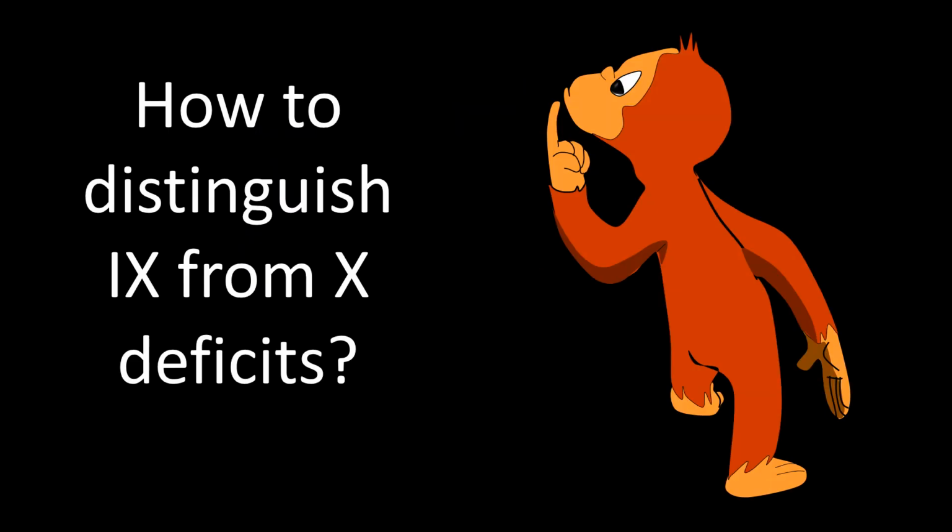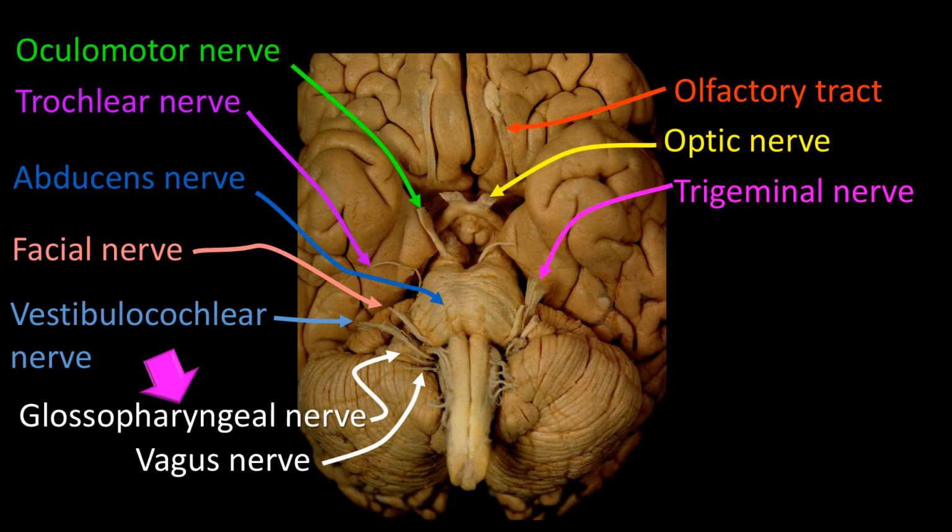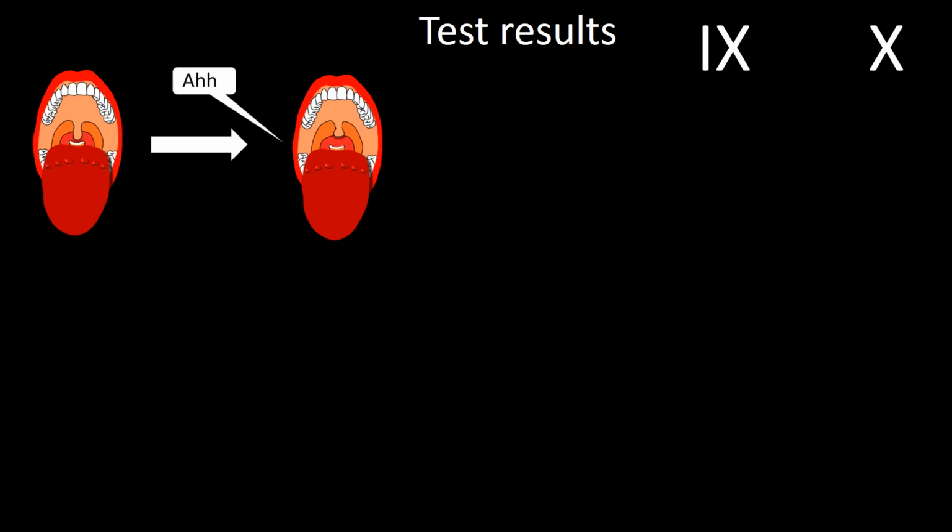One question we must ask at this point is how to distinguish 9 from 10 deficit. It is easy. If the problem is in the glossopharyngeal nerve, we will find the following. When saying ah, the palate elevates and the uvula remains midline. The test is normal.